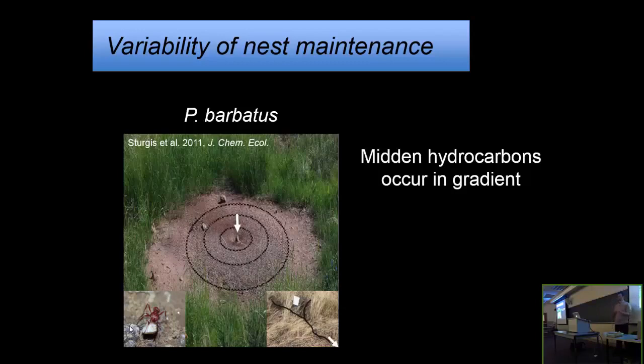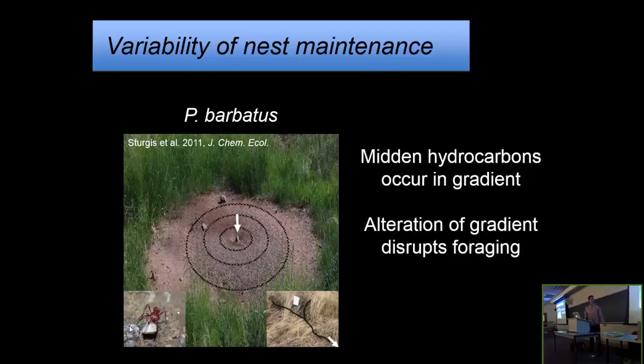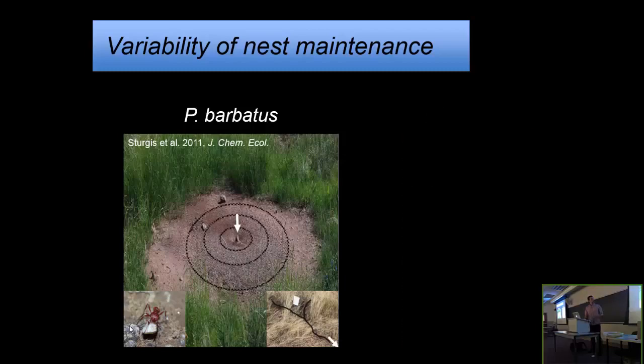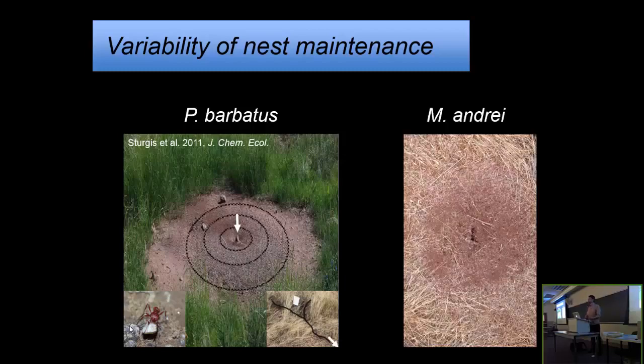Hydrocarbons have colony-specific odors that help returning foraging ants realize that they're back home. And you see these concentric circles here showing that the colony hydrocarbons occur in a gradient, and altering that gradient disrupts foraging, suggesting that variability in nest maintenance impacts foraging success. Now, Messor andrei have a similar foraging ecology, suggesting that this might be important to their biology as well.